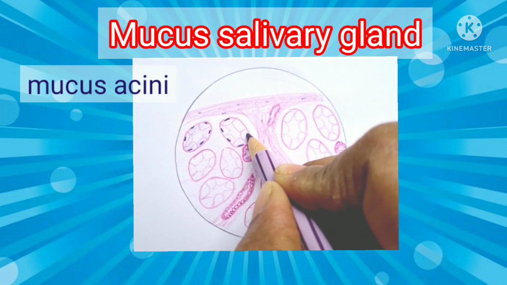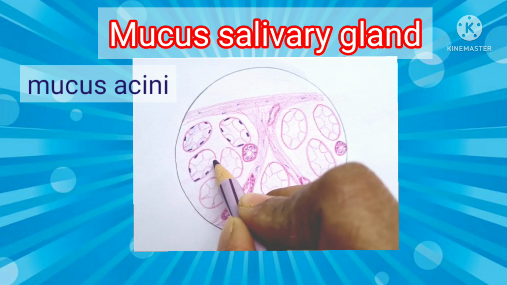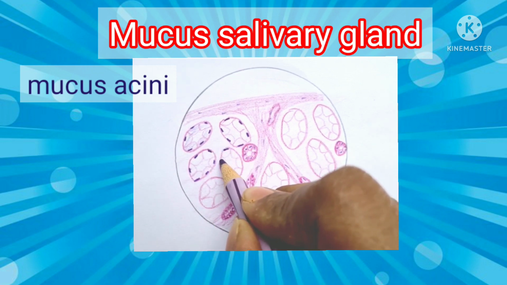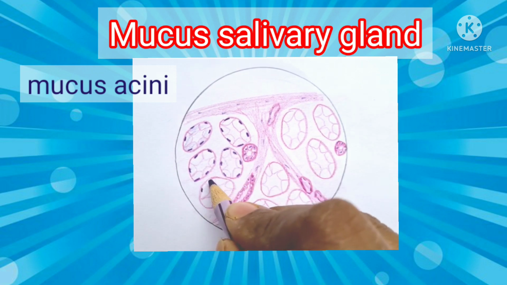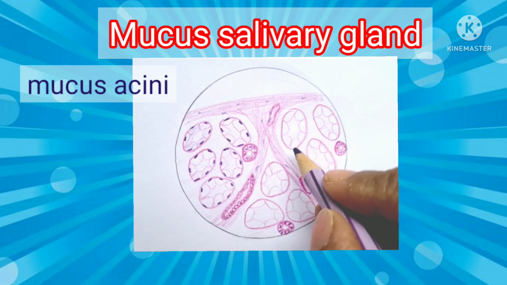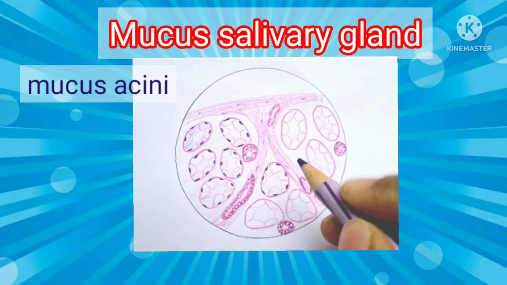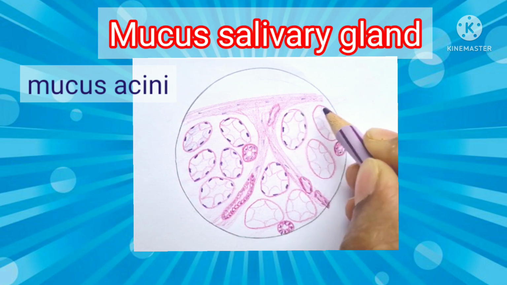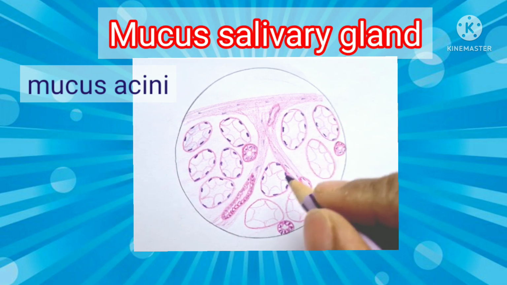So in the microscope, when you see, they will look empty and round. Make sure you identify the flat nucleus. And use a blunt pencil or a light pencil and shade the cytoplasm of each cell basophilic.